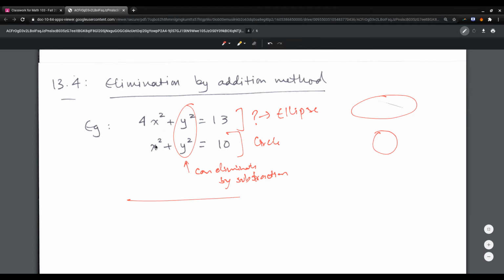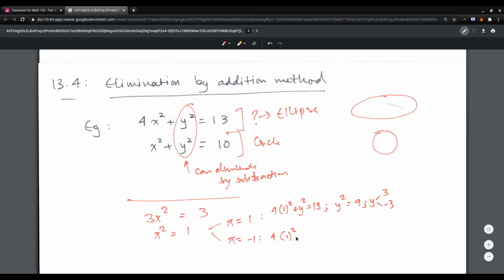So go ahead and subtract. 4x squared minus x squared is 3x squared equals 3. X squared equals 1. This gives you x is 1 and x is negative 1. Now you plug that back in. So you get 4 times 1 squared plus y squared is 13, giving you y squared is 9, giving you y is 3 and negative 3.